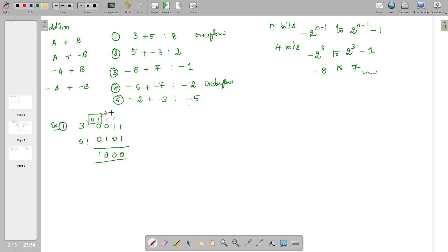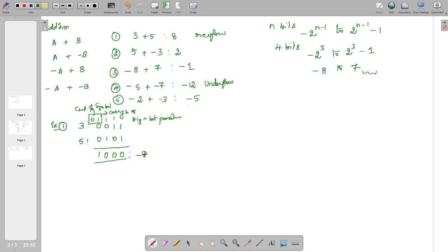So this one is carry in to the sign bit, and this 0 is carry out of the sign bit. So we're going to consider these two values, and if these two values are different, then we can determine that. So if you just look into this number, it is equivalent to minus 8.